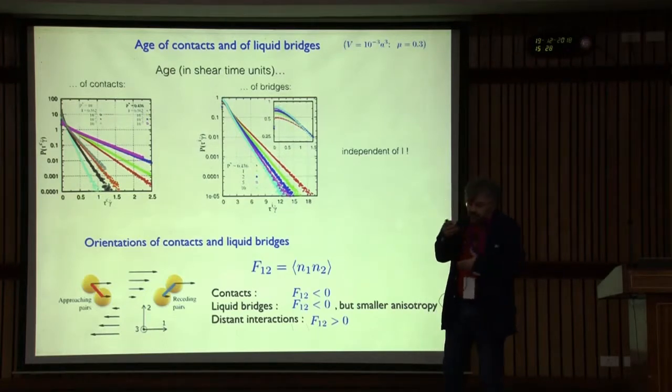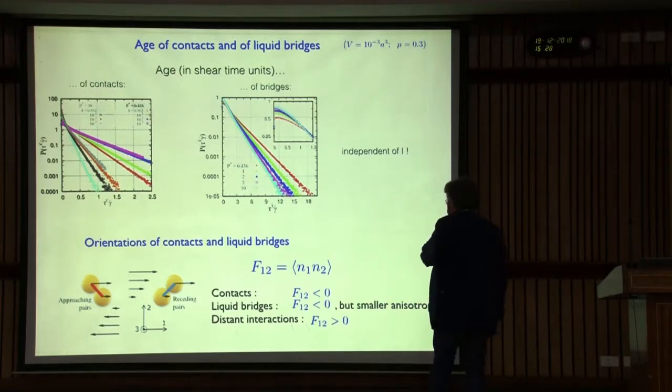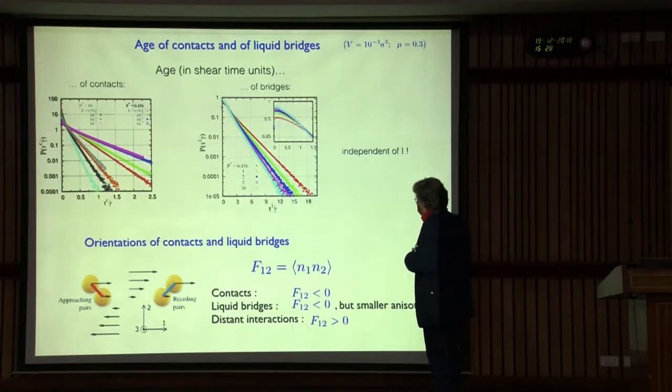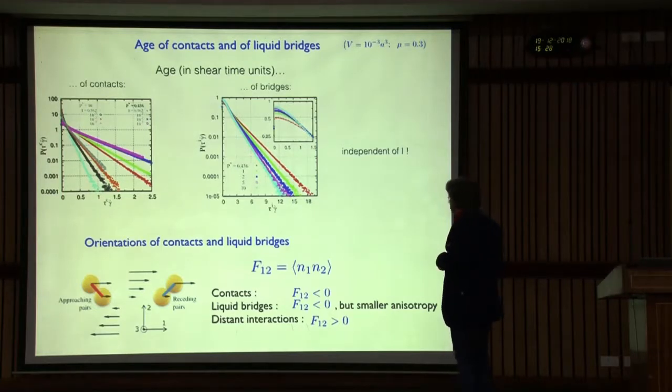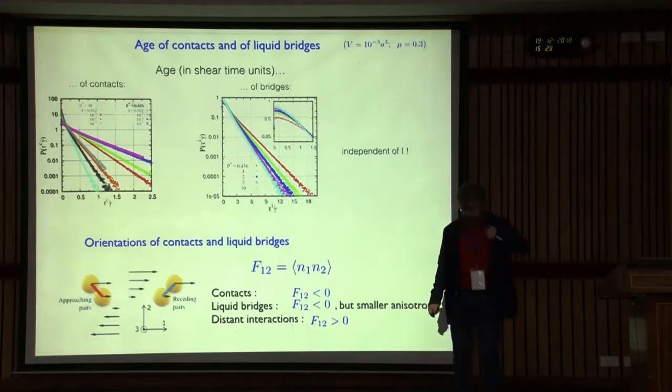And this is what's already hinted by this coordination number. When the flow is faster, the contact coordination number decreases, but the liquid bridge coordination number increases. So it means that contacts become liquid bridges. And we see here that the lifetime of liquid bridges is significantly longer. A not so small proportion of liquid bridges survive several times gamma. So they might tumble and completely rotate in the average flow. And this feature is also independent of I, which is in agreement with the observation about coordination numbers.